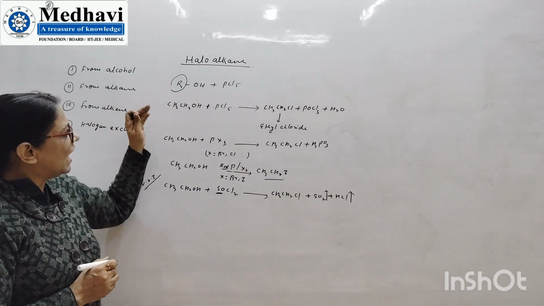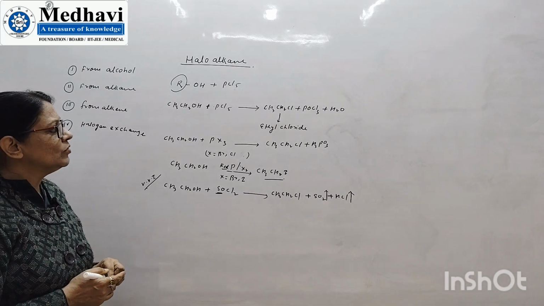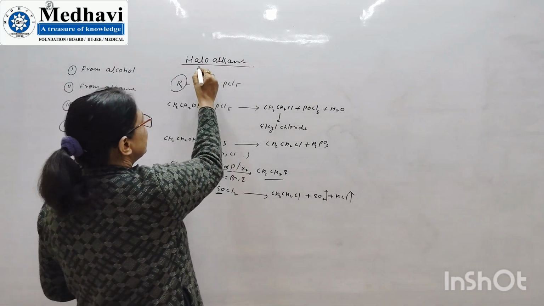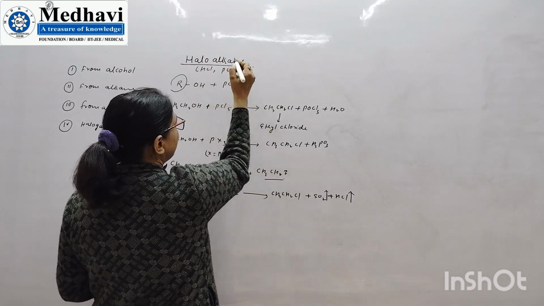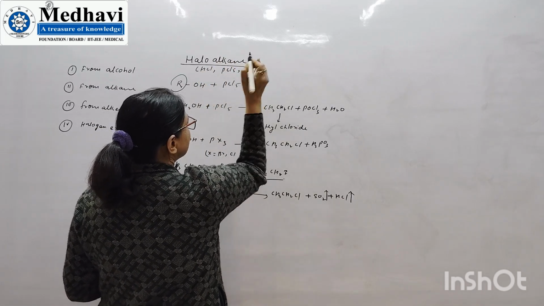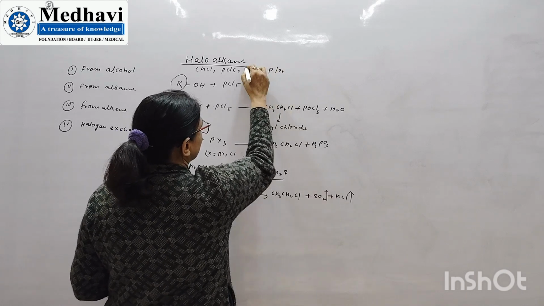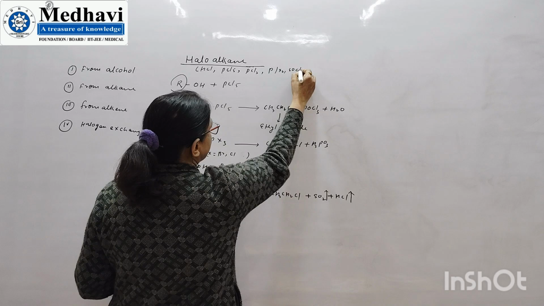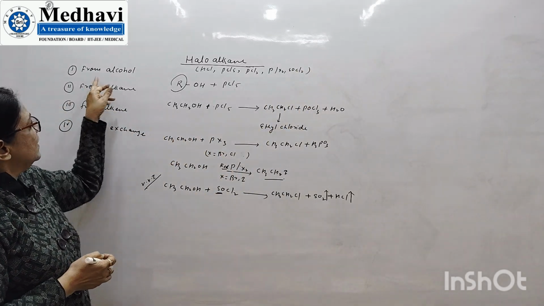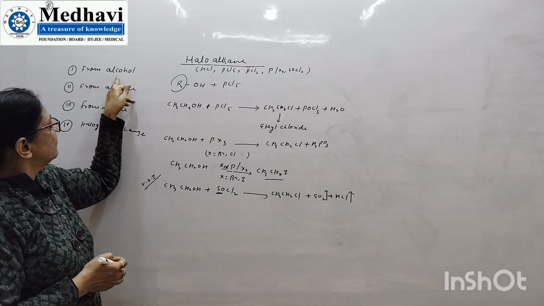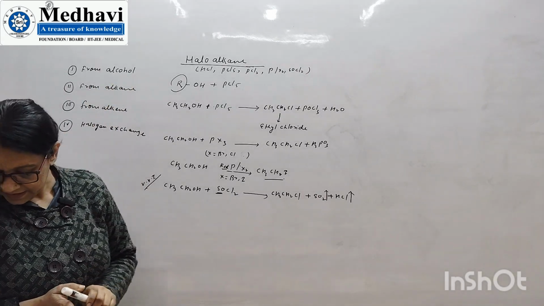So using alcohol, we can prepare haloalkane either using HCl, or using PCl5, or using PCl3, or using red phosphorus in presence of X2, and thionyl chloride, that is SOCl2. These are the methods through which we can prepare haloalkane from alcohol. This is the first method for the preparation of haloalkane.